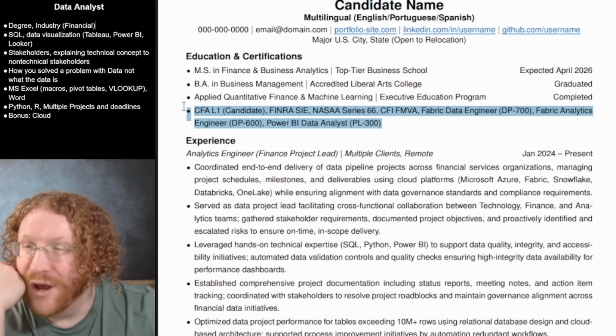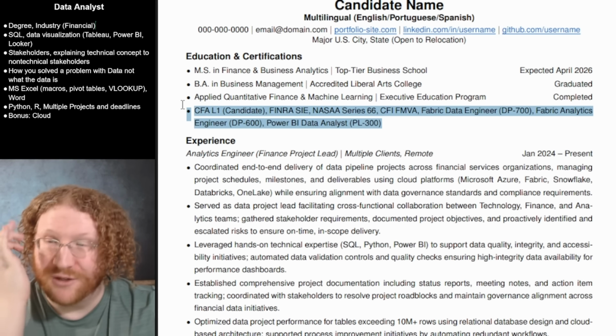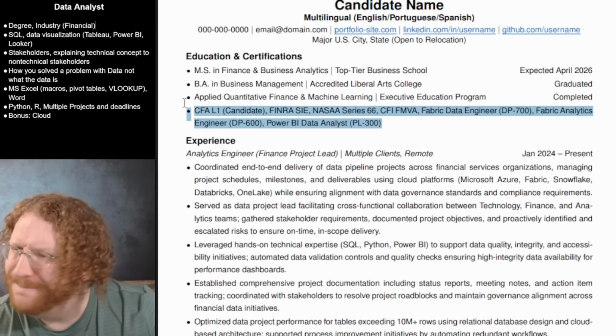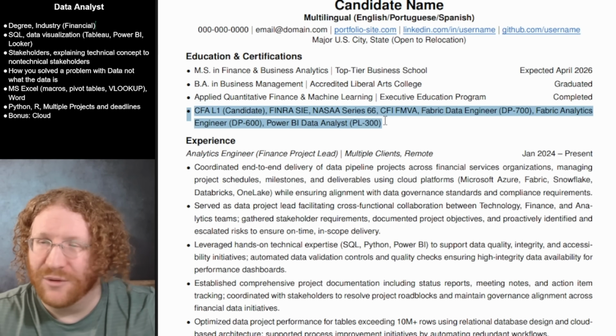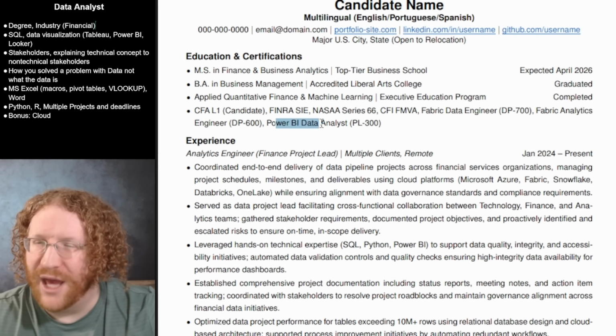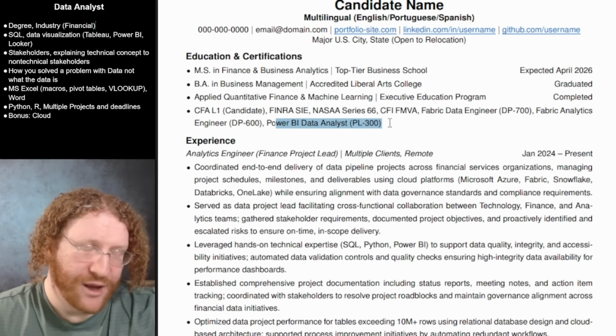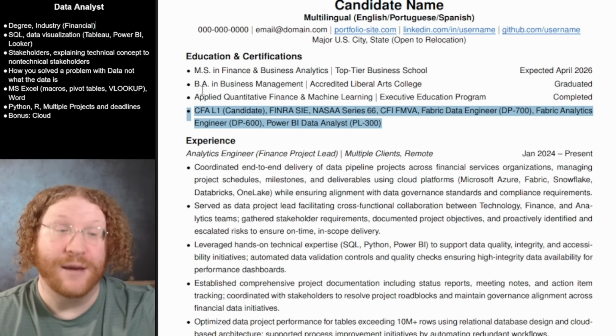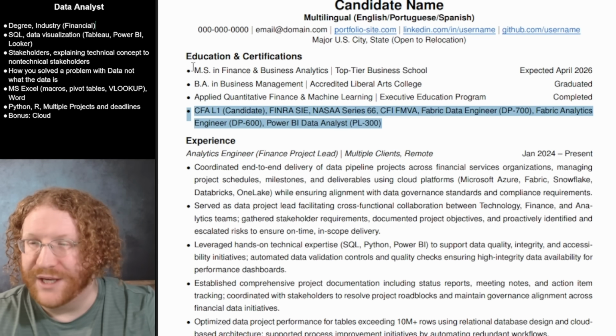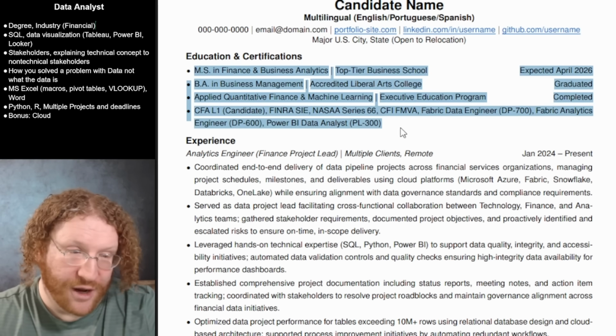And then here, I don't know what these are. I assume these are certificates, but I've not heard of them, and maybe one or two of them are needed, but I don't think they are. Like, what do you mean Power BI Data Analyst PL300? Because for a certificate to matter, the recruiter has to actually understand it. Same with the manager.